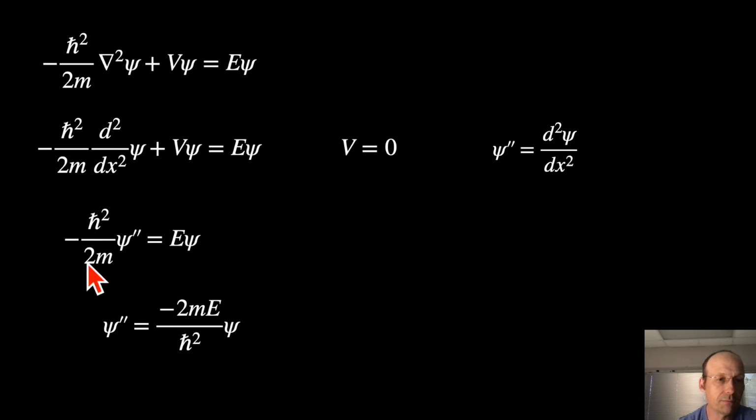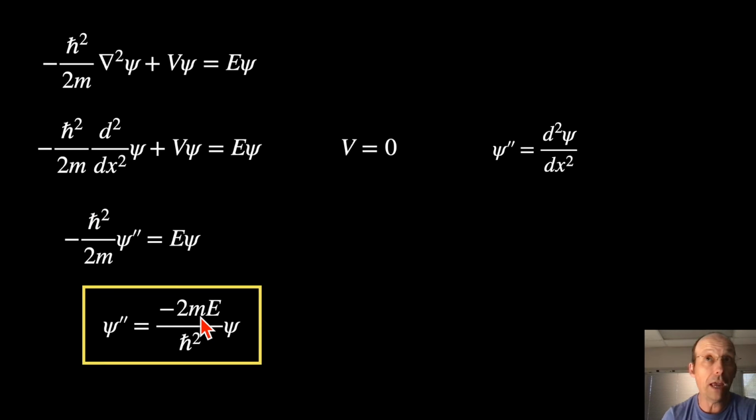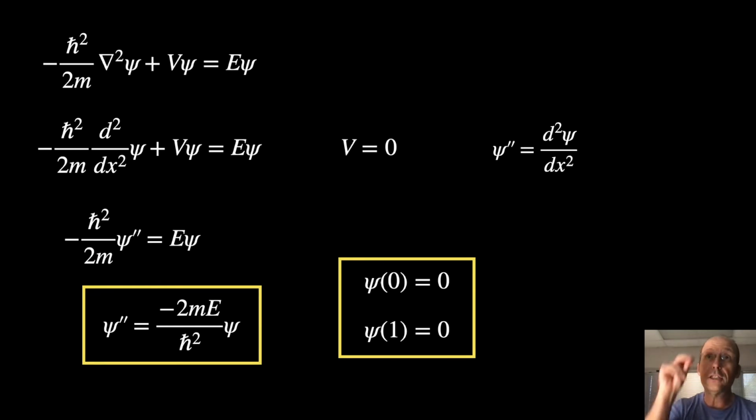I just divided by this over here. So I get psi double prime is equal to that. How do we solve this equation? And we have the boundary conditions right here. So we can start at x equals 0 and then model it until we get to x equals 1 and then see if we get psi of 1 is equal to 0. And if we do, that's a good solution. And that's why it's called a shooting method.